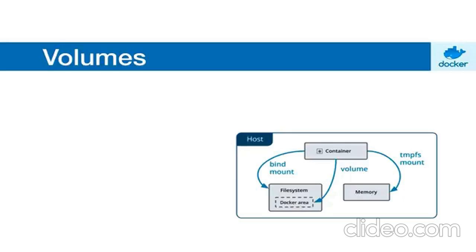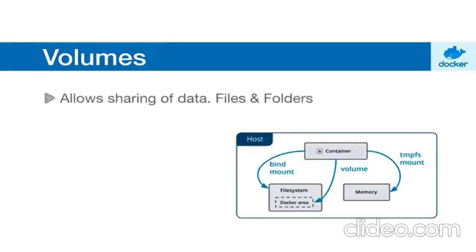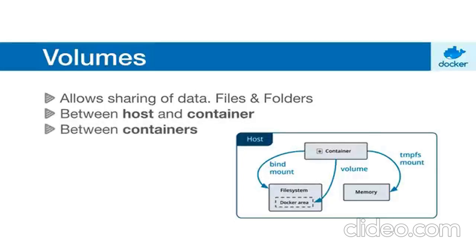Alright, in this section, let's go ahead and learn about Docker volumes. Docker volumes allow us to share data. This could be files or folders. You can see on the diagram that I have here that you have a container, and then you have the file system, and under that you have the Docker area. Through the container and the file system, you create a volume. I'm going to show you exactly this in a second, how it works. But a volume simply allows us to share data between host and container, and also between containers.